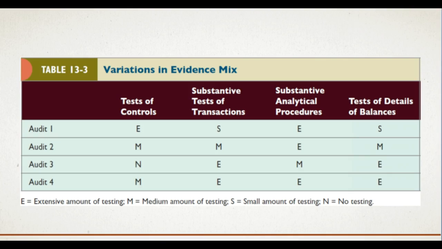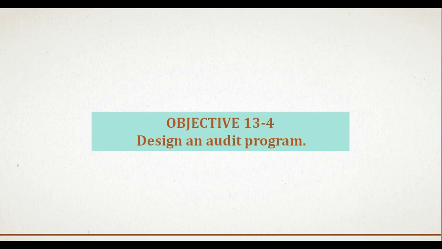Audit 4 illustrates a company where the auditor has concluded that the internal controls were not effective. Extensive tests of details of balances are performed to offset the unacceptable results of the other tests. You can find Table 13-3 on page 418 of your textbook. Moving on, we will next discuss designing an audit program.